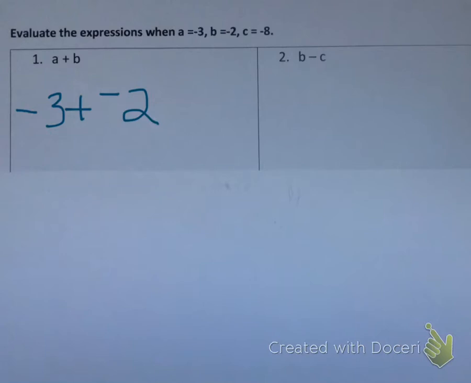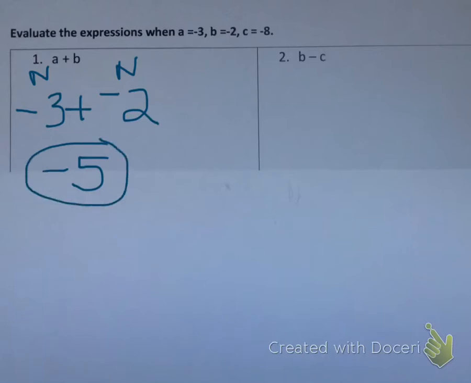Now from here, you're going to follow your rules of adding and subtracting integers. So let's look. We have a -3 and a -2. So you have same signs, add. -3 plus -2. 3 plus 2 is 5. And the bigger number is your 3, and your 3 is negative, so my answer is a -5.